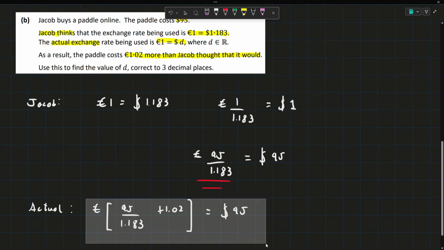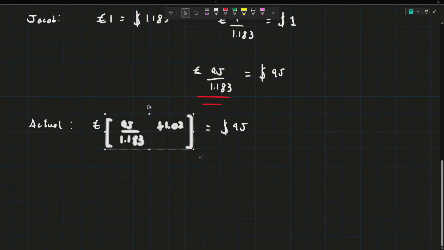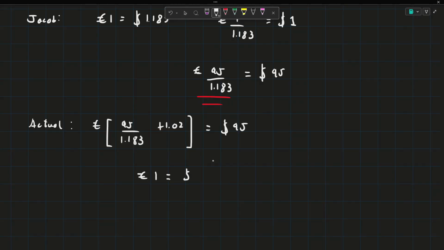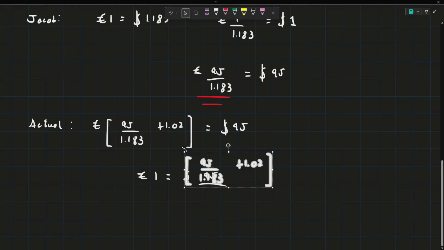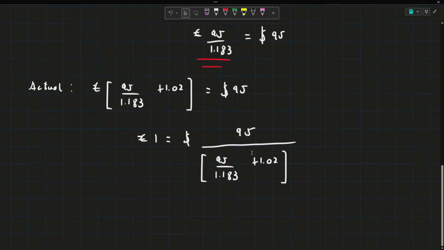So this is the actual exchange rate, because we know for a fact that this is the real cost, and that's equal to $95. Now, they want it in the form €1 equals $D, so we need to just get €1 on the left side, so we can divide by this big bracket. So then, if we divide by that big bracket, we get €1 equals, because if you just divide this by itself, you get 1. So it's going to be $95 over, and then basically this bracket is in the denominator. Now again, you probably could have put decimal approximations on this. I just like to keep it the same for accuracy. So this is essentially what you get.